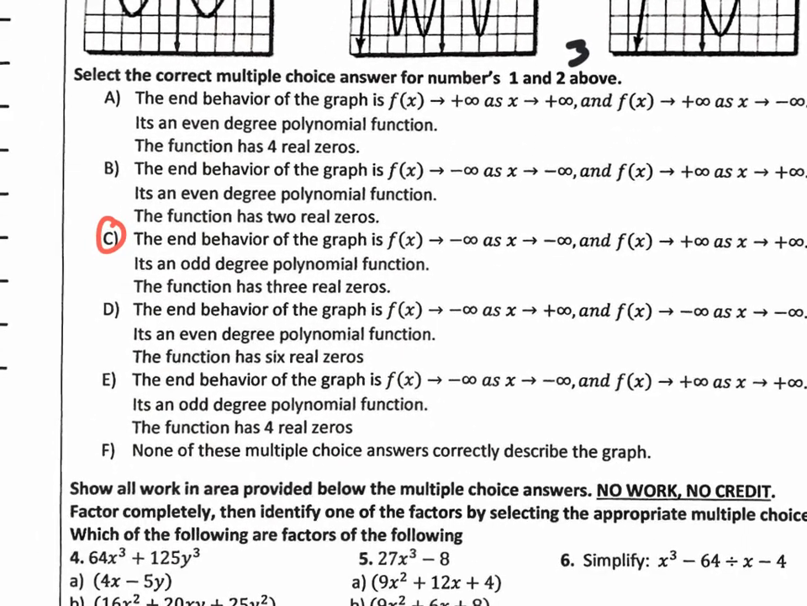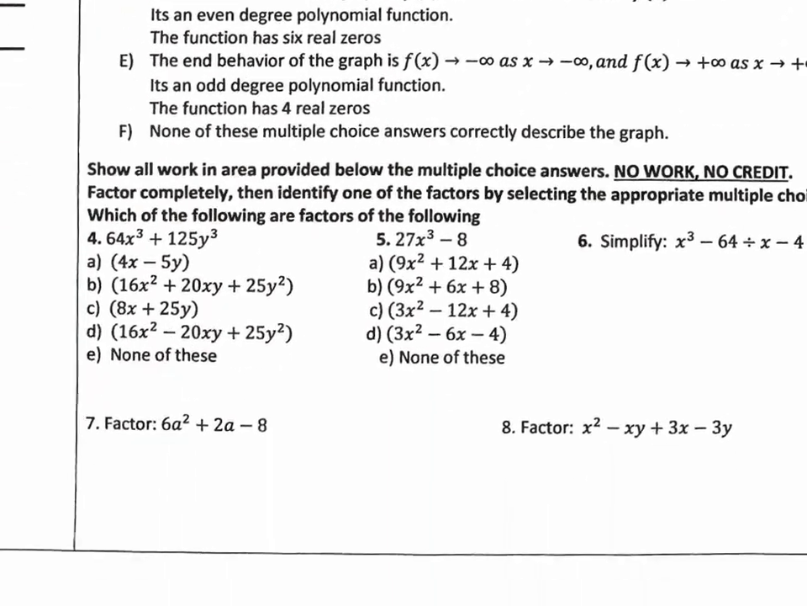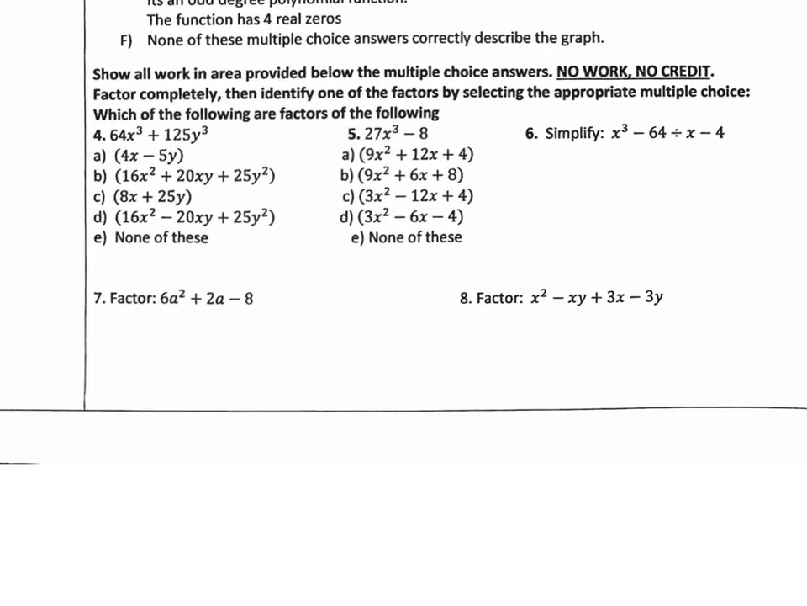So I think you guys could figure out number 2. I guess on this video I'll do the odd ones, all right? So number 1 was A. Number 3 was C. Let's jump to number 5.